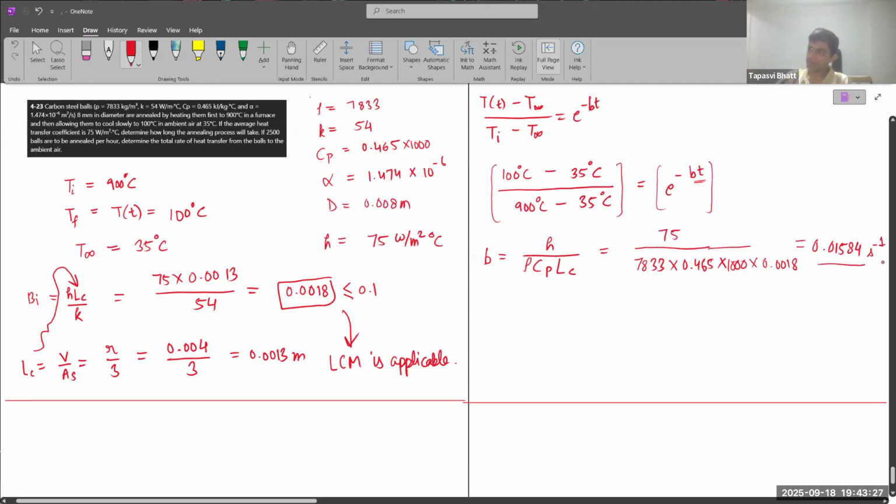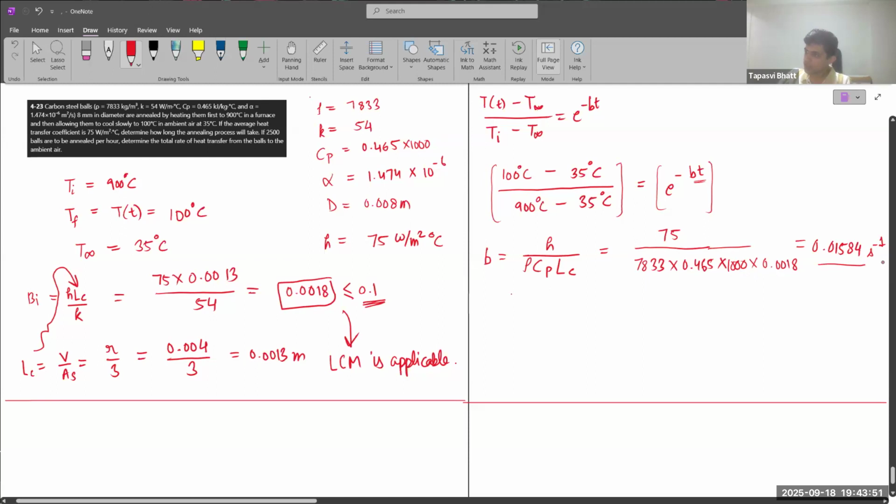Second inverse, the time constant. Usually the time constants have this unit only, second inverse or minute inverse, depending on in which area we apply. Is it less than... okay, this is the time constant, not the Biot number. So we don't have to check whether it is less than 0.1. That we already did for the Biot number.